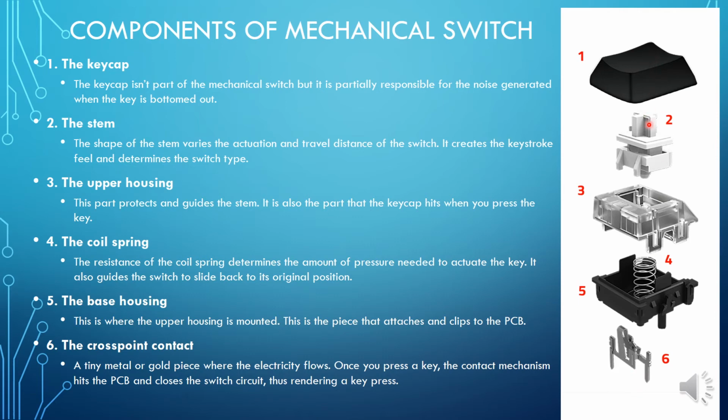Means when you press this, it will automatically press the stem. Then this stem will press the upper housing, and both of these units will press upon the spring, and the spring is housed on the fifth, that is the lower, or base, housing. This whole unit is mounted on the base housing, and this helps the whole unit, 2 and 3, to come back into its original position. And the fifth one is linked to the sixth one. Sixth one is the cross point. It is linked with the PCB, the keyboard controller, and when we press all these things, a current flows, and thus it creates a short circuit, and it determines that a key is pressed.